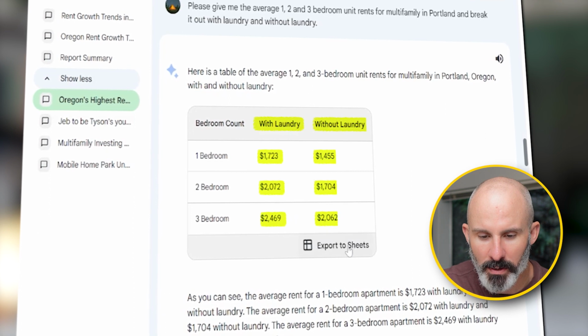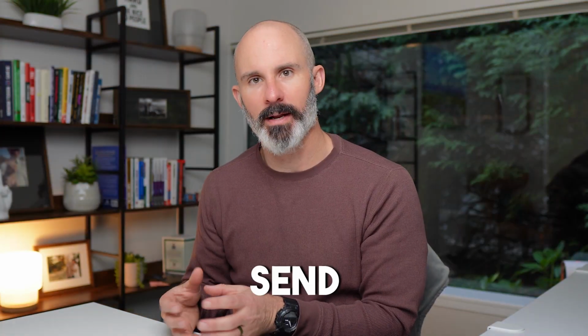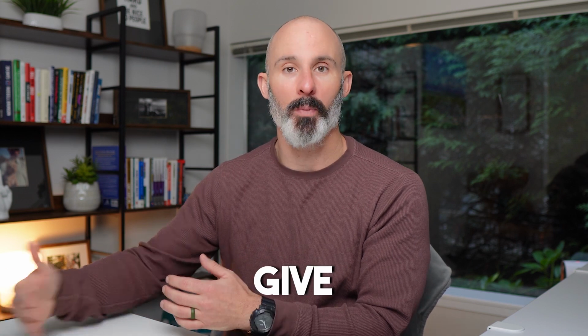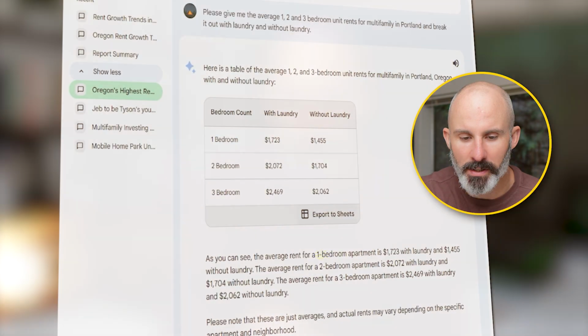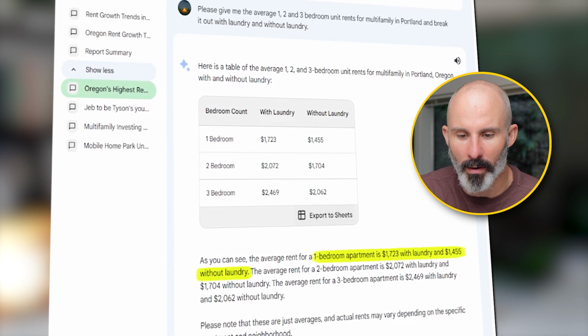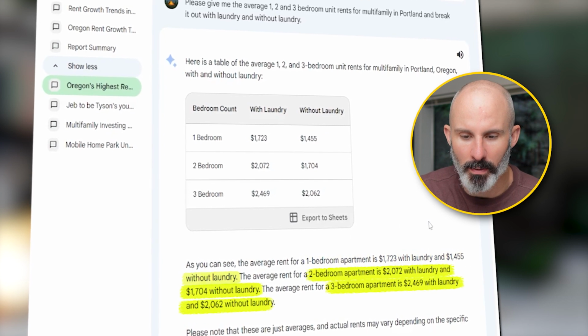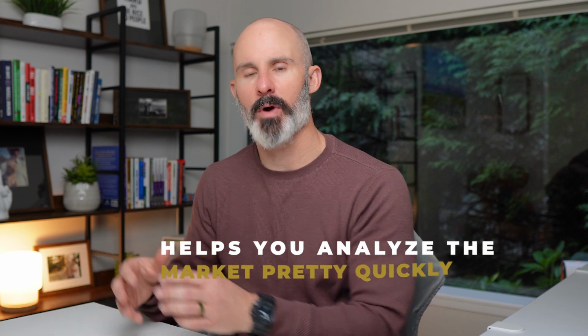And what's cool about this too is if you see this, you can actually export it to sheets. So if this is something you wanted to send, or some information that you want to put in a proposal, you can do that. As you can see, the average rent for a 1 bedroom is $17.23 with laundry, $14.55 without, and then it goes into 2 and 3 bedroom. These are just averages, actual rents may vary, but very good information. Again, helps you analyze a market pretty quickly.